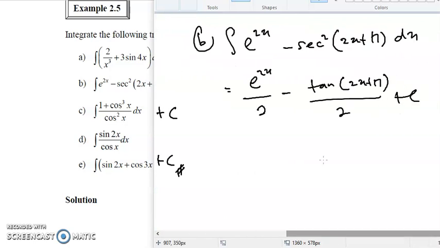And the next one, the second one, you integrate e to the power of 2x. Please refer to how we integrate the exponential function. So we'll have e to the power of 2x over 2, and we are going to integrate secant squared. Jangan tiba-tiba takut macam mana nak integrate ni, kita ada 2x plus pi. Please remember 2x is the variable, pi is a constant. If you derive 2x plus pi with respect to x, you get a 2 here. And don't forget it is indefinite, so plus C here.